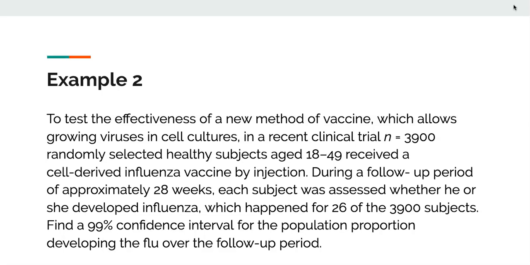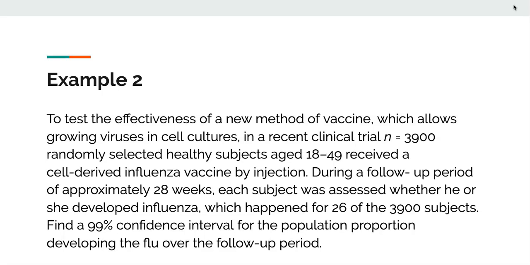Do you want that number to be big or small? I want that to be small, because if the vaccine's working, they shouldn't get the flu. Which happened for only 26 of 3,900 subjects. Yay! That number is so small. That's good for the vaccine, but it's going to be kind of ugly for our number because it's going to be a very small proportion. P-hat is going to be tiny.